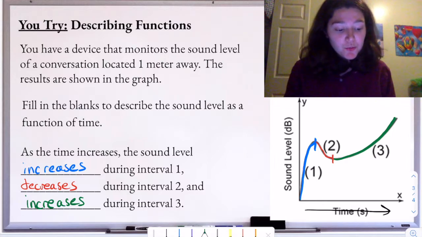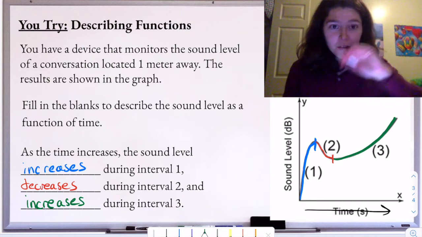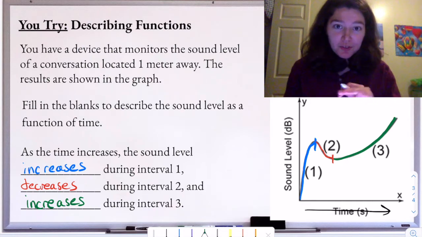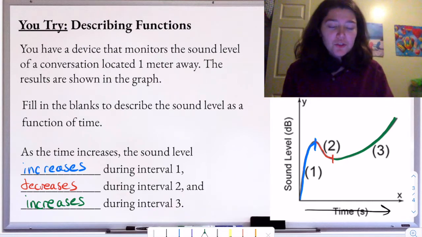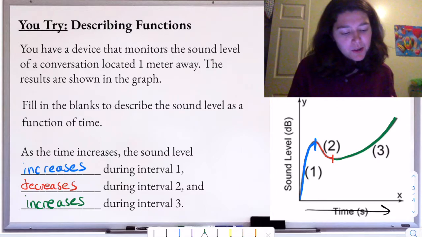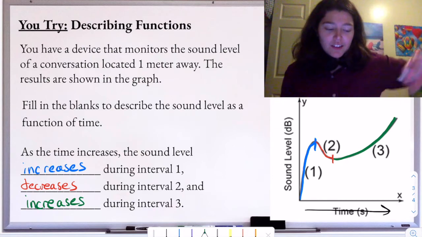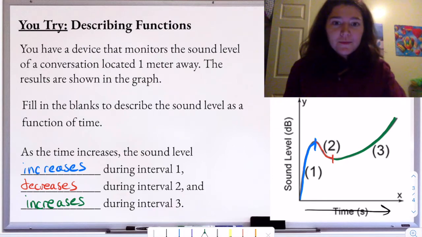Great, so in intervals 1 and 3, it's going up. This isn't a linear going up, but we see that it's going up. It's rising. And then in interval 2, it's going down. So it's decreasing. So there's not really any constant point here, or not like an extended constant point. We're just increasing, decreasing, and then increasing again.